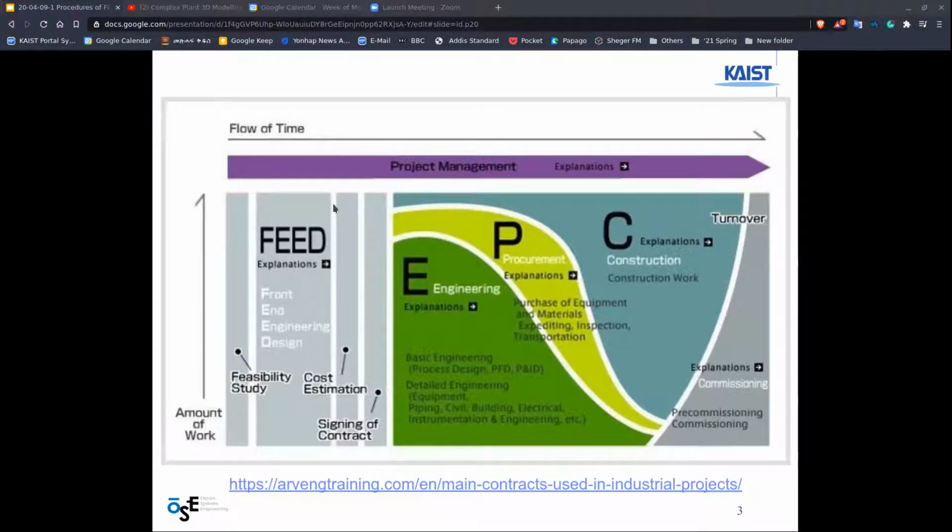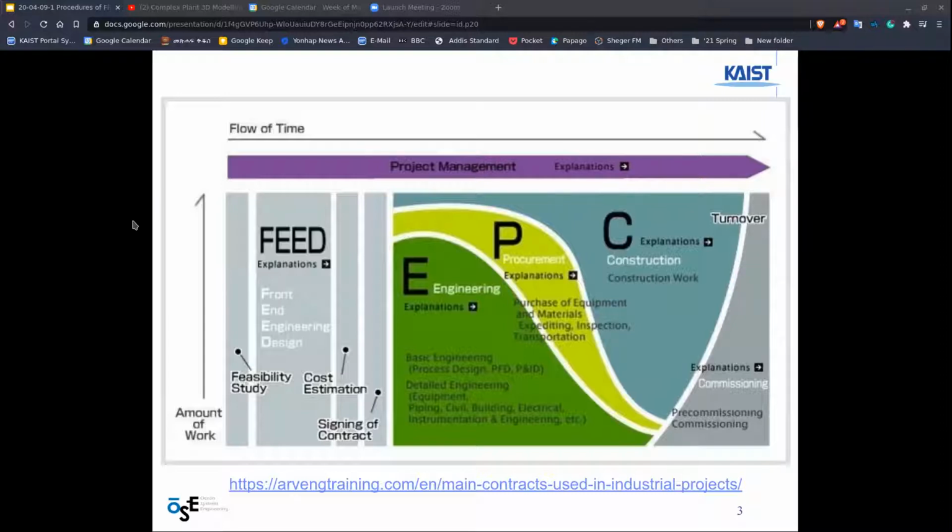On the right, you can see a well-known EPC cycle: engineering, procurement, and construction. I think I've seen this before. The players in this part are the owner or client, who are usually, in our case, oil majors, and there is an EPC contractor, usually shipbuilding companies like Hyundai and Samsung.